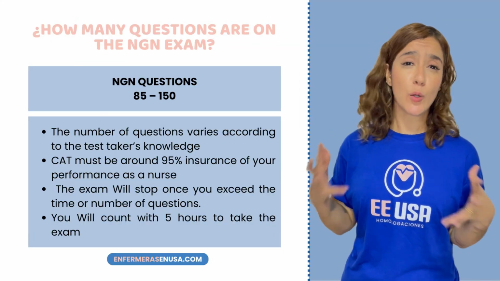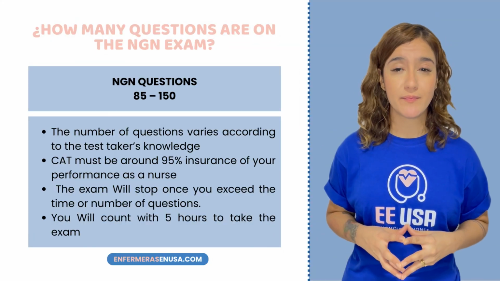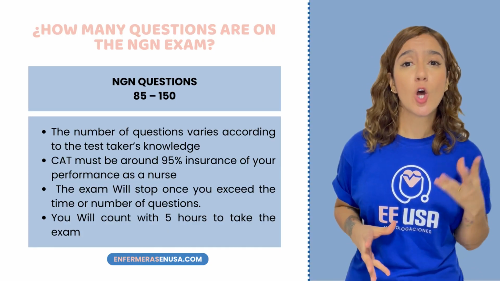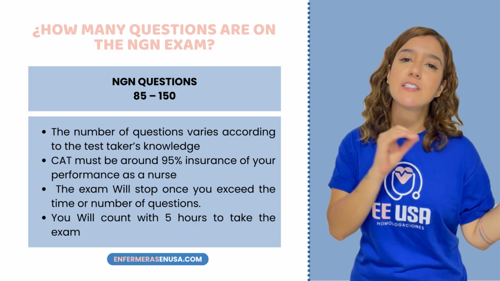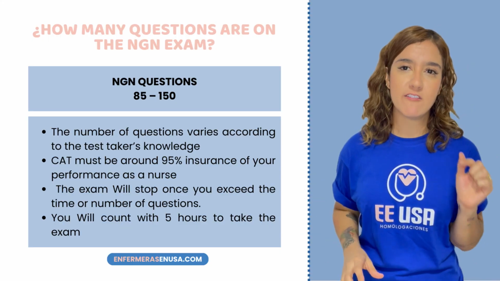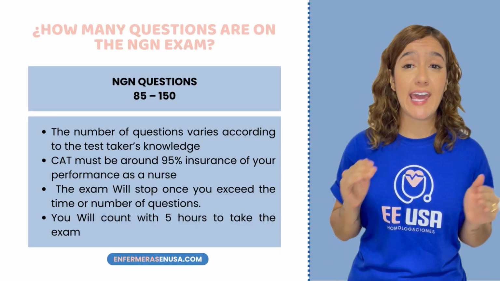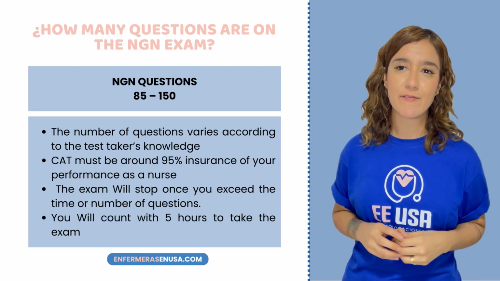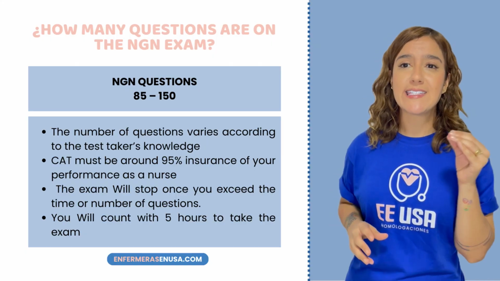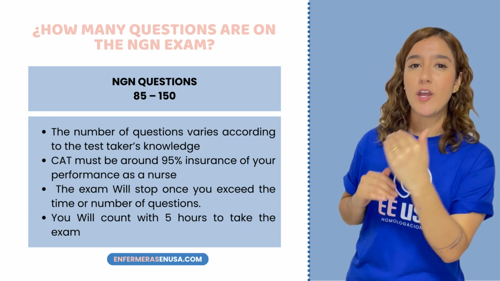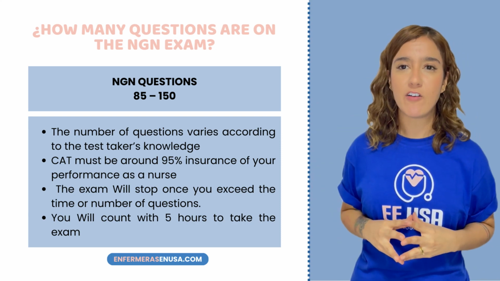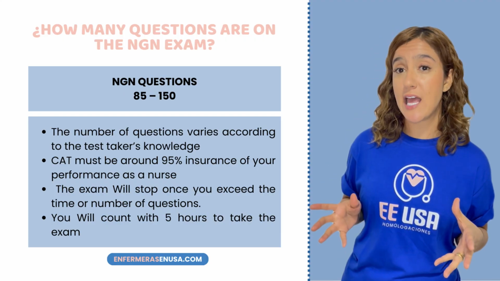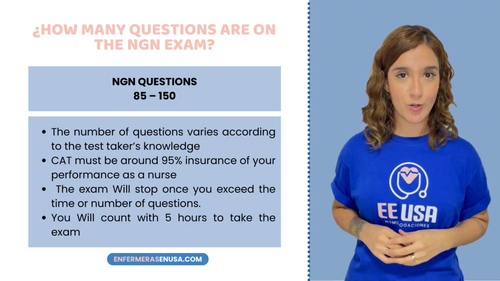Now, let's take a quick review of the structure and timing. The NGN includes 85 to 150 questions depending on the candidate's performance. If a test taker demonstrates competency by question 85, the exam may end early. However, because it uses a computerized adaptive testing, CAT, format, the system may continue presenting questions until it reaches 95% certainty about the candidate's ability. The total exam time allowed is 5 hours.